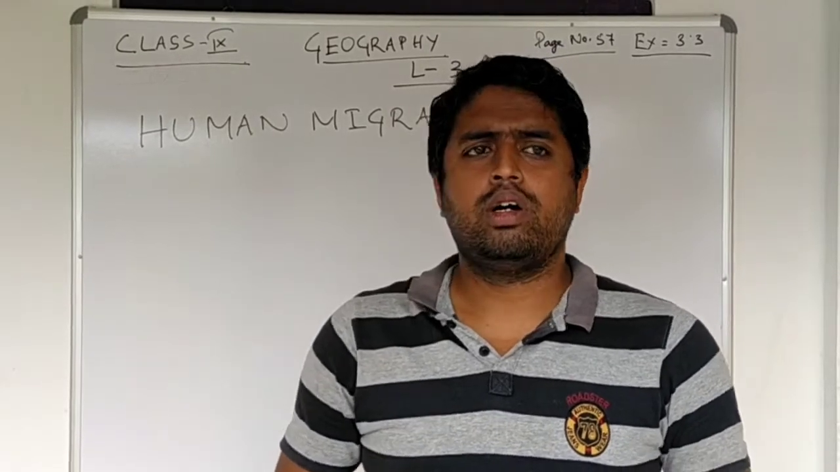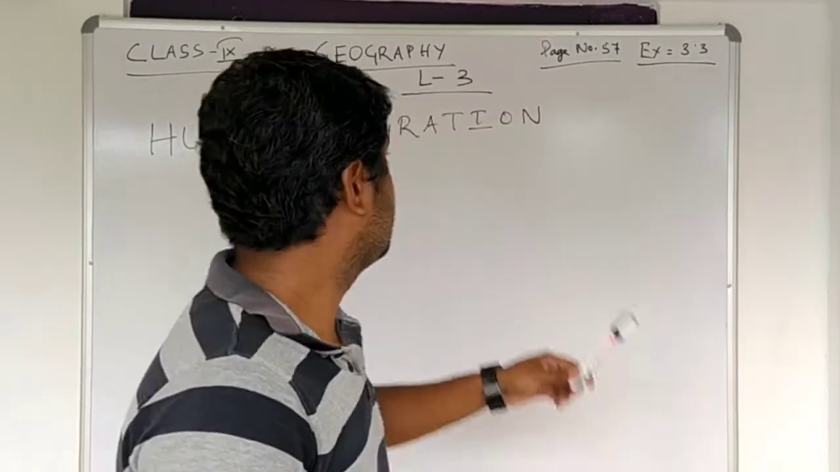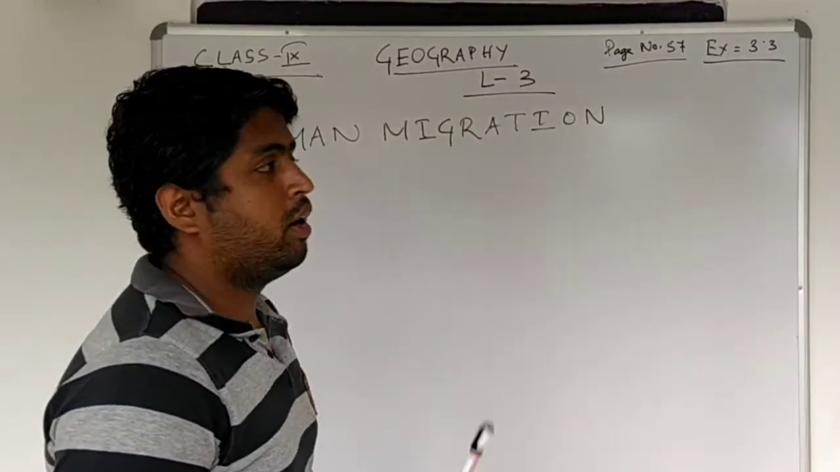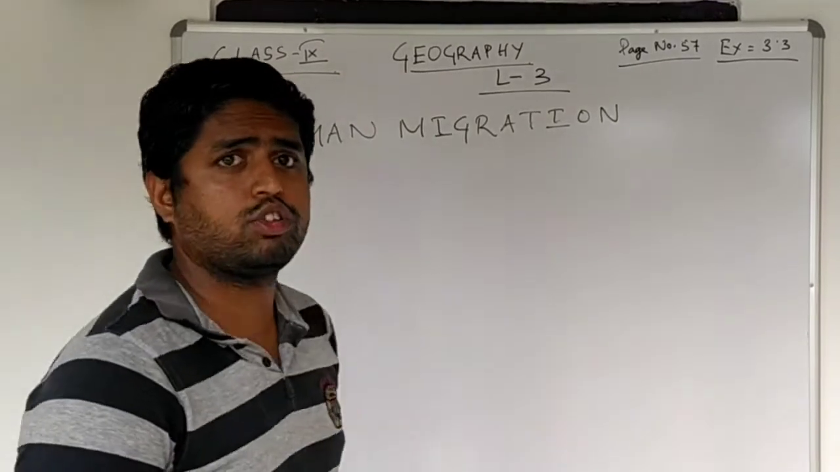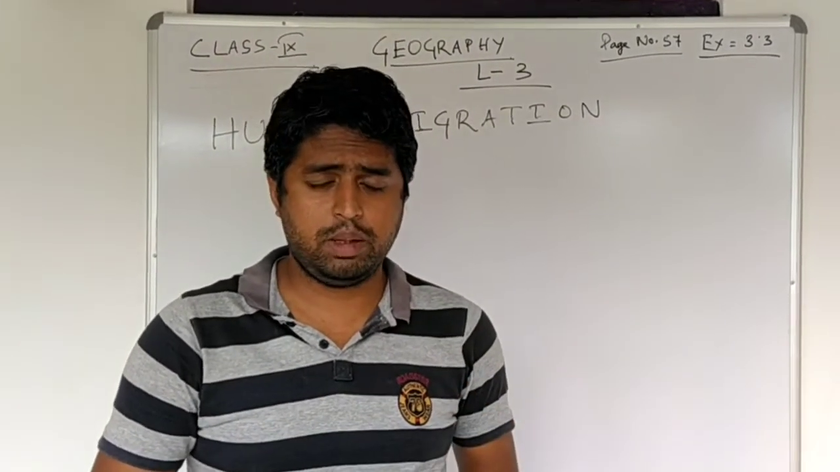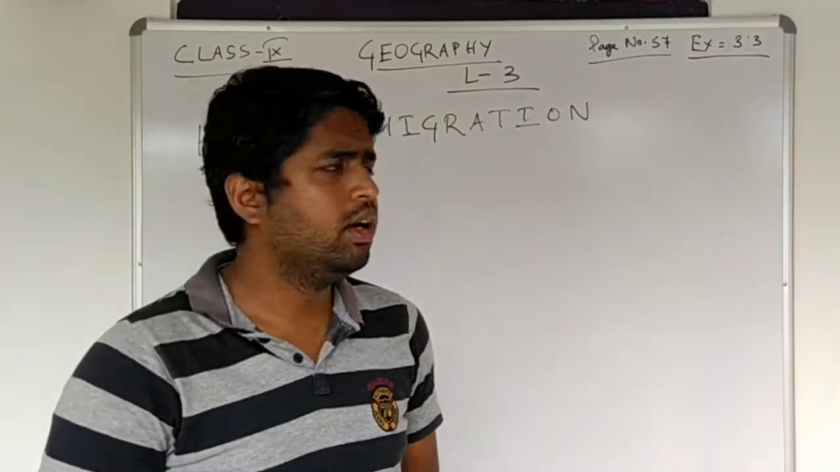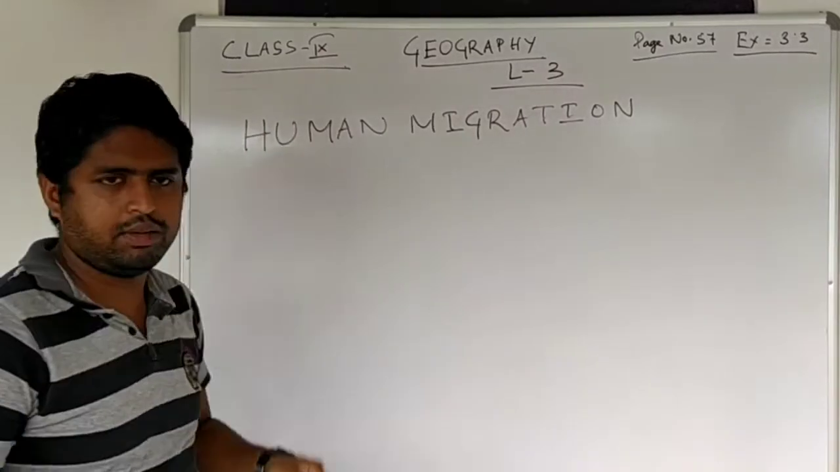Today I am going to take a class of class 9 and the subject is geography. And today I am going to discuss the topic human migration, its causes, its factors to which human migration takes place and various aspects. It is of exercise 3.3 page number 57 of class 9.